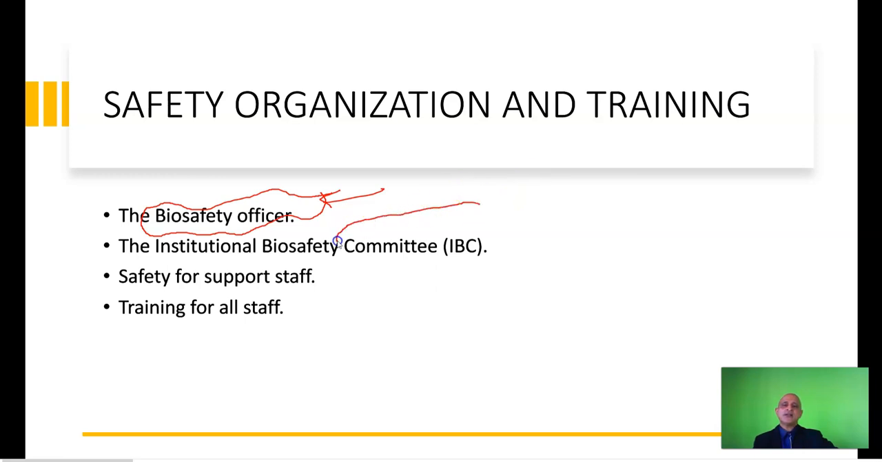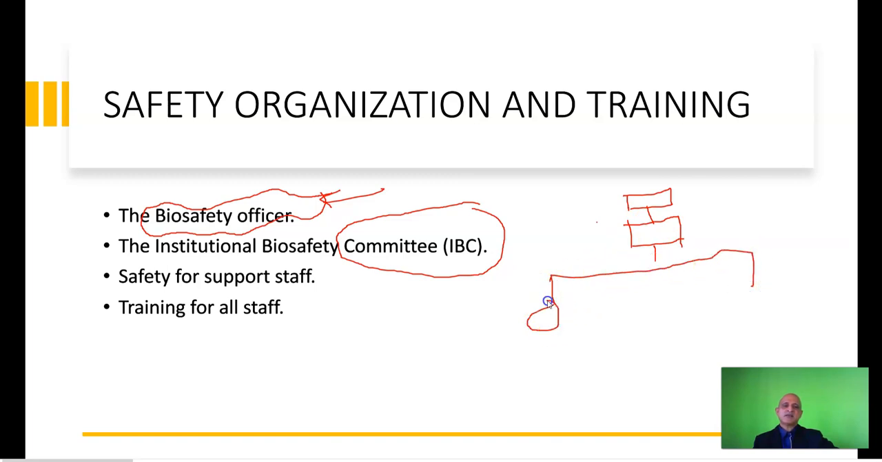And we also have, at the peak of this organization, the IBC, or the Institutional Biosafety Committee. This IBC is basically a committee which focuses on the administration of the facility itself. So you have your IBC at the peak here, and then you have your biosafety officer here, and then you have your laboratory workers, your technicians, and your personnel. I have discussed this in much detail in my other lecture, which is available on YouTube.